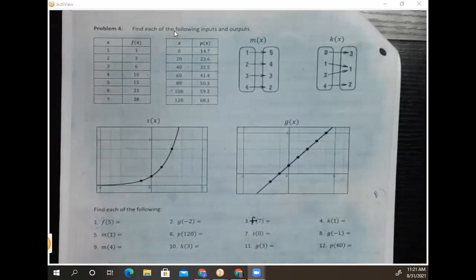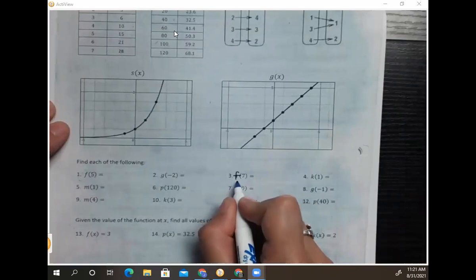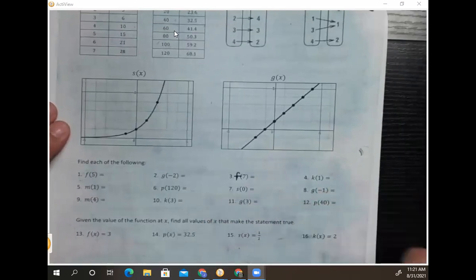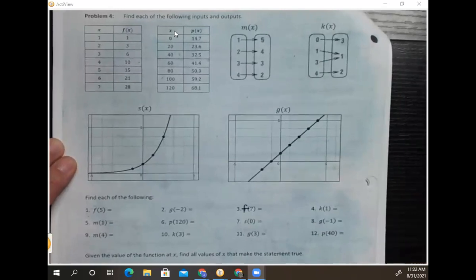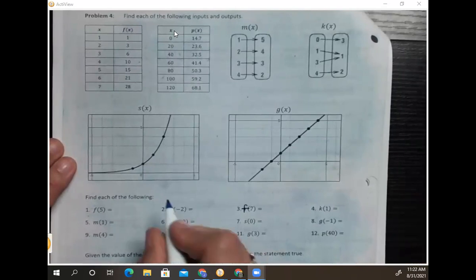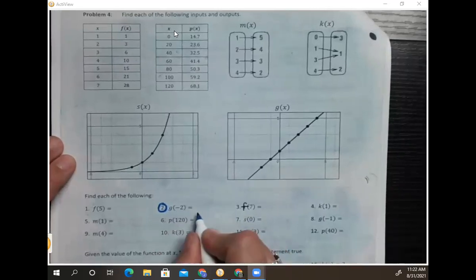So we're going to take a look at a couple of problems here. Really quickly, I would like to point out that number 3 has a typo. It says R of 7, it should be F of 7. There is no function R. Change that to F. And now we're going to look at number 2. Number 2 is G of -2 equals something. We want to say what it equals.